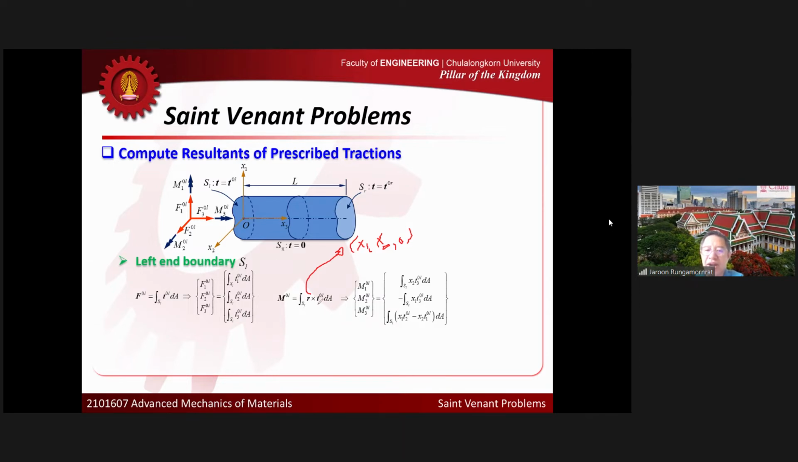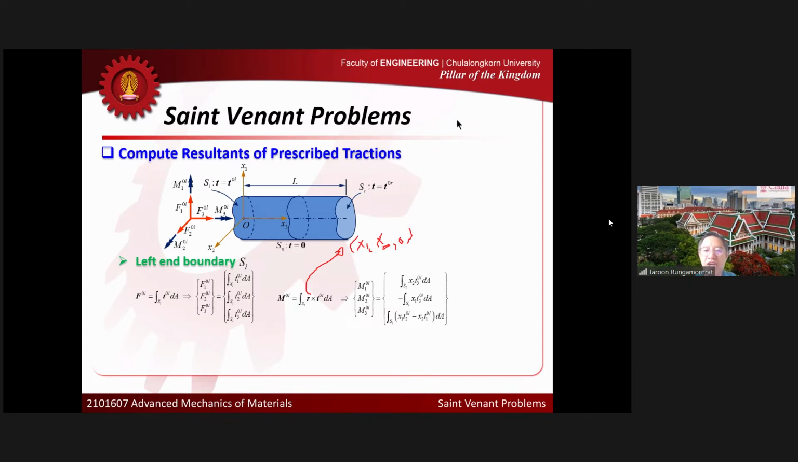And then you finally obtain an expression like this. That is the final expression. You just perform the calculation like this, and now you get the components of the net moments at the left end. So if I give you any kind of traction at the left end, you should be able to compute the net force and net moment at that cross section using the formula that I gave you here.